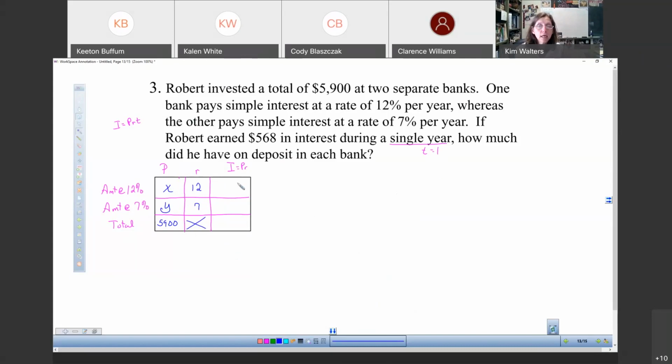So for my last column, I'm going to have 12X, 7Y, and here I'm going to have this amount right here because that is my total amount of interest.